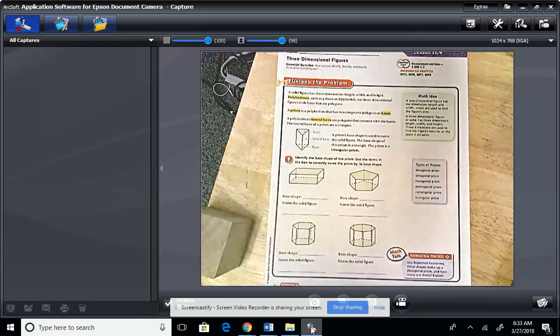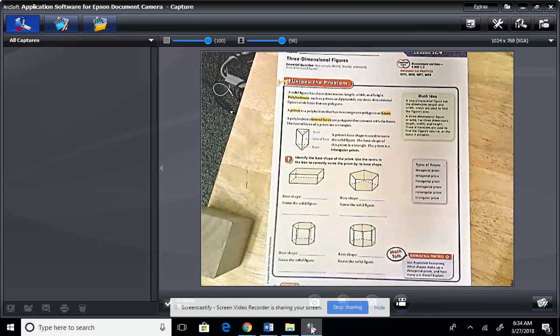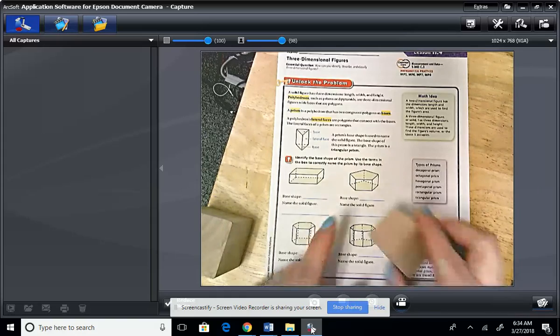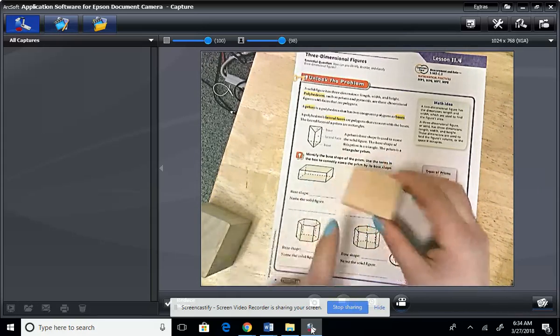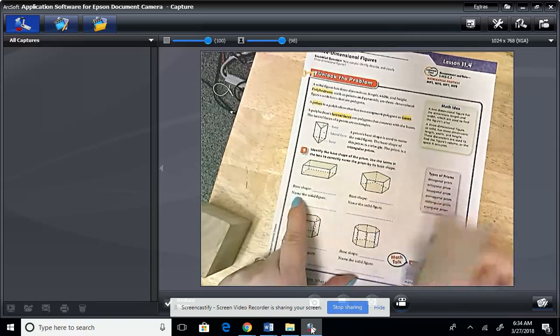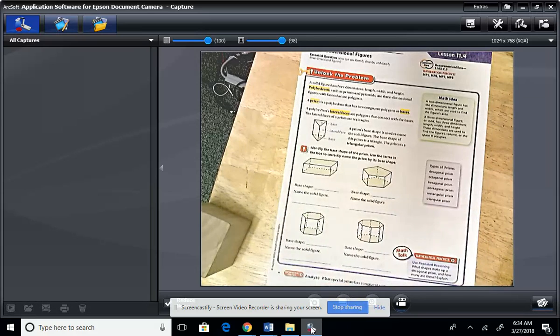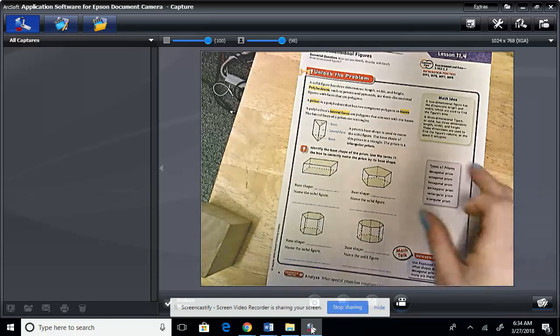All right, so right away, identify the base shape of the prism. Use the term correctly to name it. Okay, the base shape is, so this is the same thing as this. The base is a rectangle, so name the figure. It's a rectangular prism. All right, I don't have one of these, so these are the types of prism.